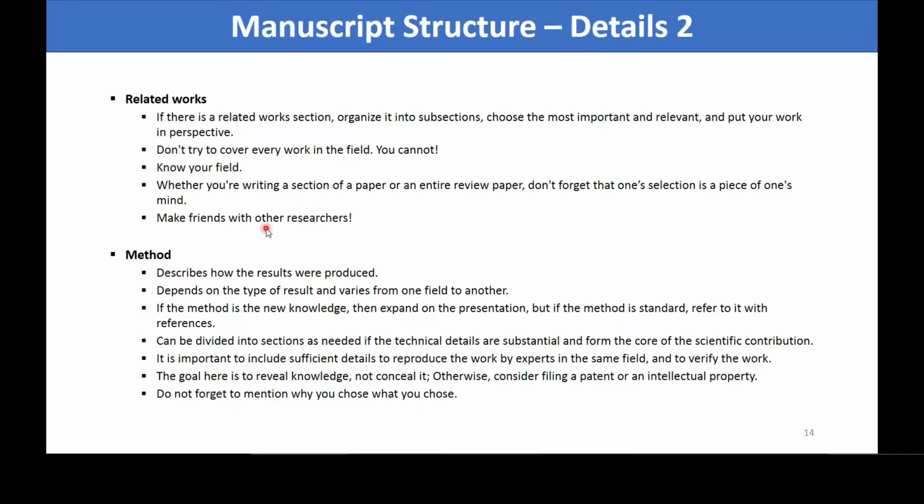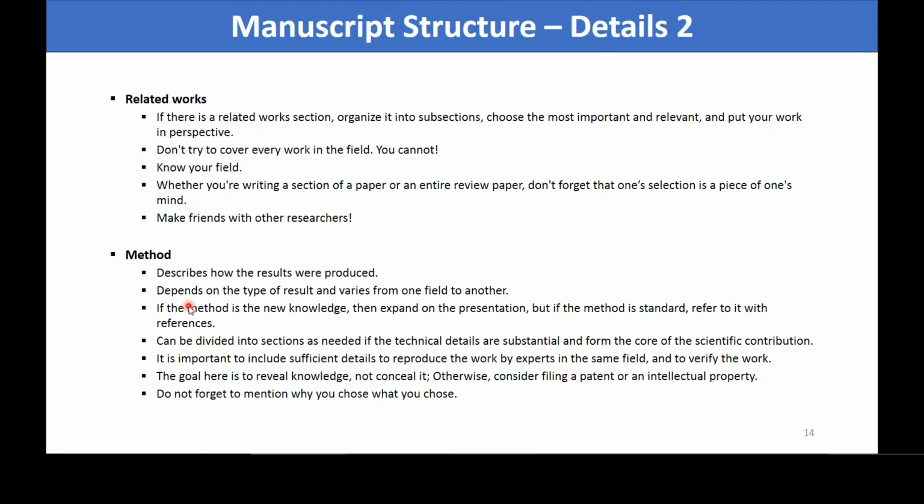For the method, this section usually describes how the results were produced, and it depends on the type of the result. It varies from one field to another, of course. Some types of work, the method will be just statistical analysis, data gathering. Some will be building of prototypes, building of software. Some will be experimentation, some will be simulation. It depends on the type of the work. But it is the means by which we move from the objective or the hypothesis into the results.